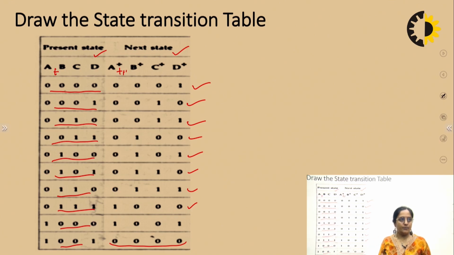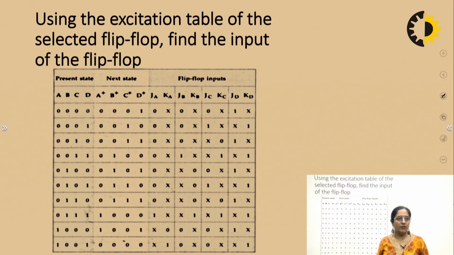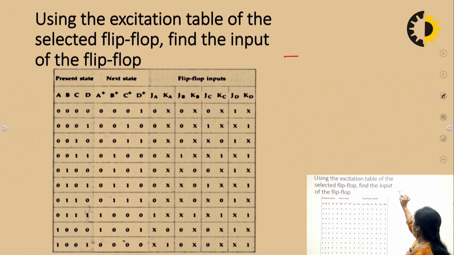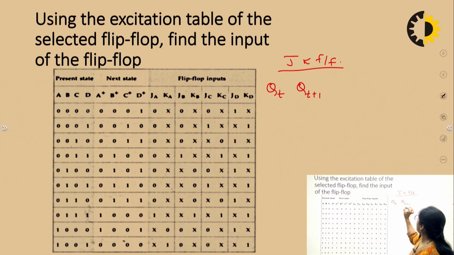So, this is the state transition table. From this state transition table, now we will choose the excitation table and obtain the flip-flop inputs. In this case, we have to refer to the excitation table of the JK flip-flop, which gives present state to next state, the excitation table.